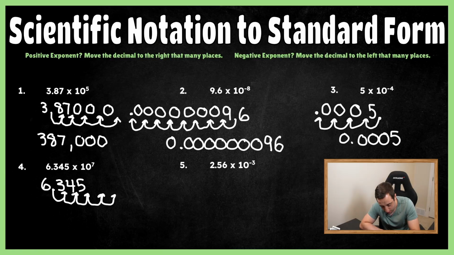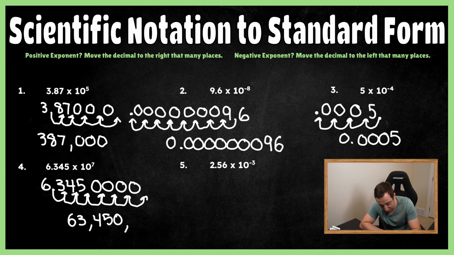So 1, 2, 3, 4. Add our 4 zeros in there, and our final answer for this is going to be 63,450,000 for number 4.